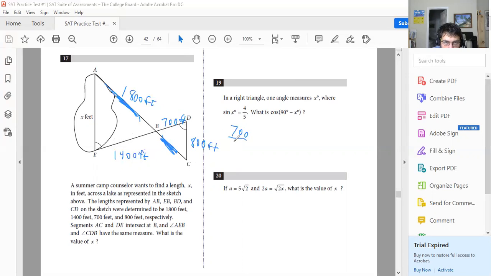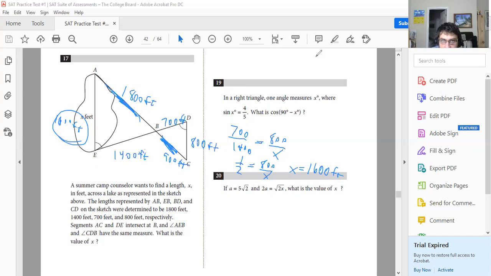700 over 1,400 equals 800 over x. 700 over 1,400 is simply 1 over 2. Cross multiply, x equals 1,600 feet. And you can look at this, put 1,600 here, make sure it looks good. Looks pretty good to me. This looks like it should be 900. This was our answer, the value of x, so we're good to go: 1,600 feet.